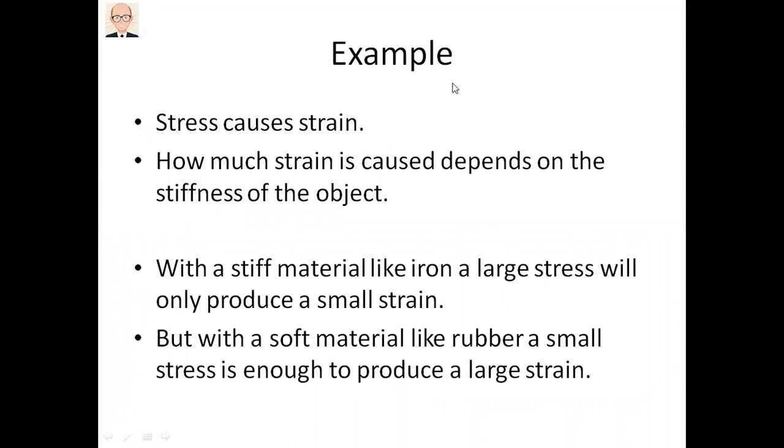Okay, stress causes strain. We said stress is equal to force per cross-sectional area, and strain means extension per unit length. So when we apply any force, any stress, it will cause extension, that means strain. How much strain is caused depends on the stiffness of the object. With a stiff material like iron, a large stress will only produce a small strain. But with a soft material like rubber, a small stress is enough to produce a large strain.